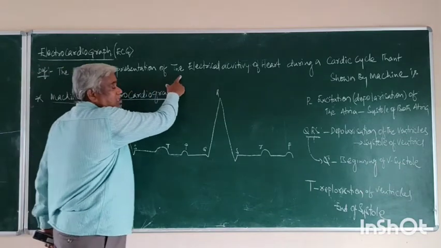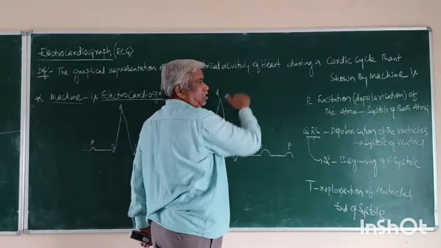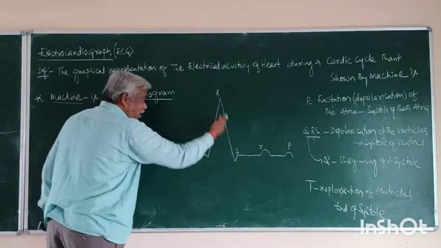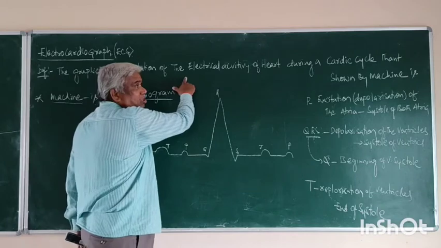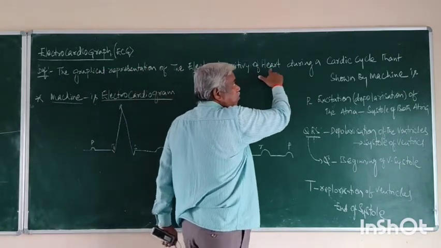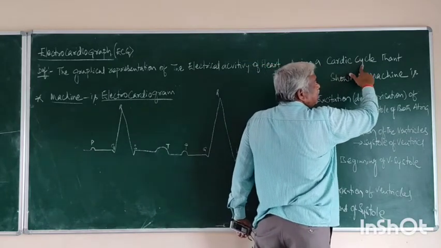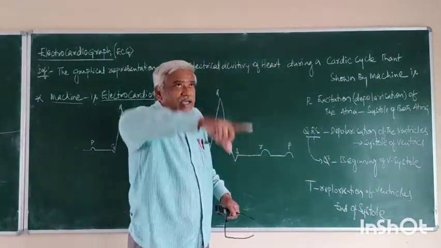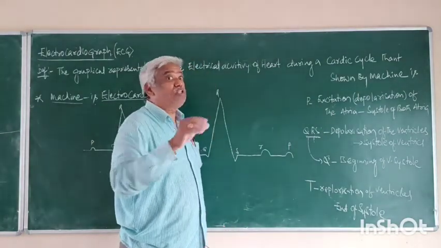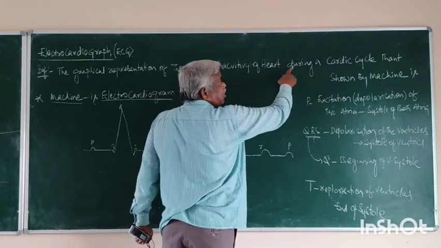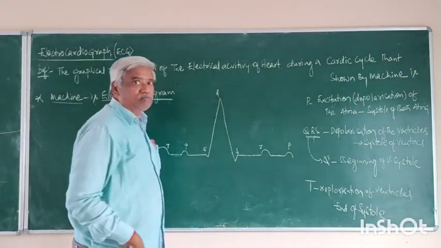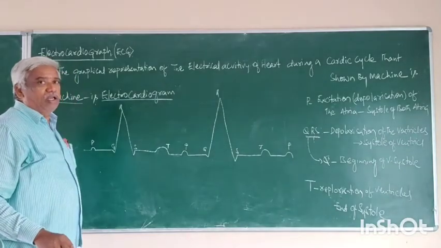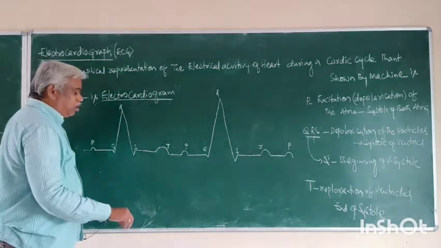The graphical representation of the electrical activity of the heart during a cardiac cycle, as shown by the machine. On a machine, like on a TV, a graph comes like this. That graph represents the electrical activity occurring in one cardiac cycle. This is called ECG, electrocardiography.